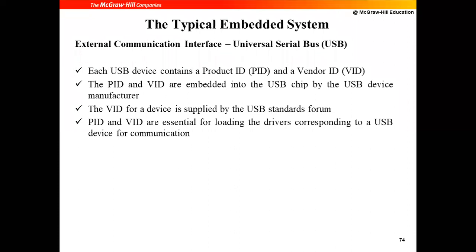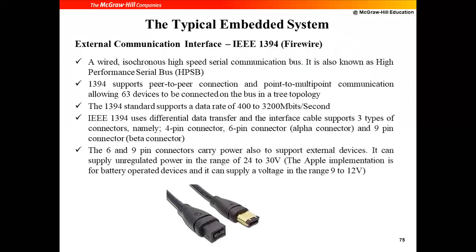So this is the second type of data communication, communicating between the embedded device and the external world. Okay, that is USB device. The next type is nothing but what we call a Firewire, or IEEE 1394. Okay, in general, say Firewire.